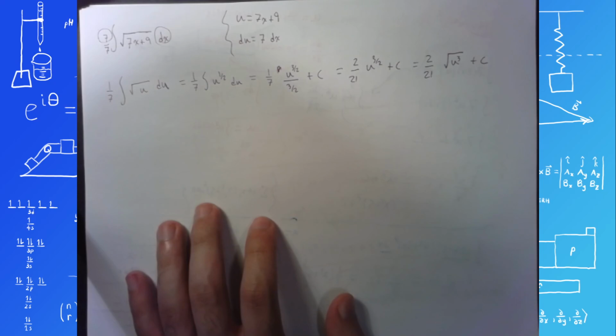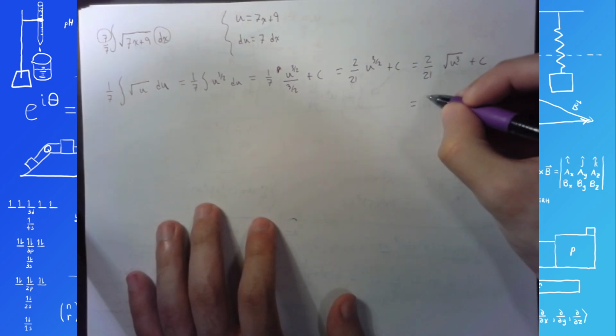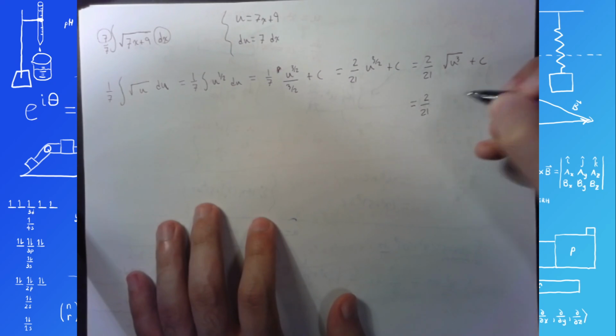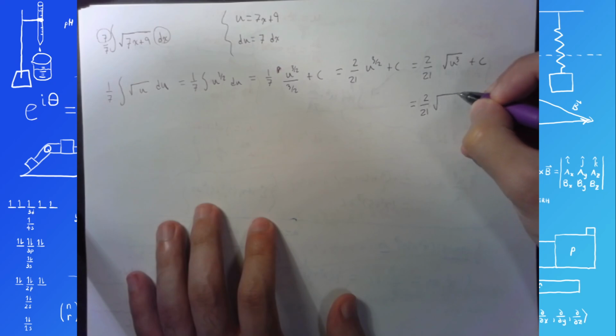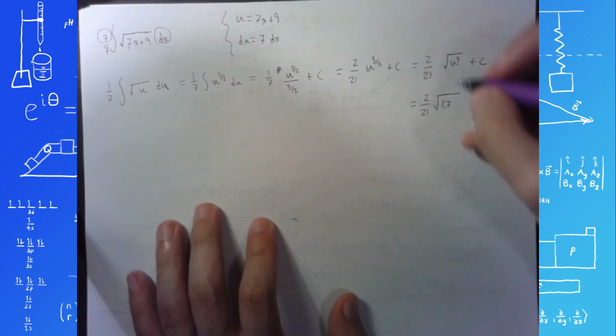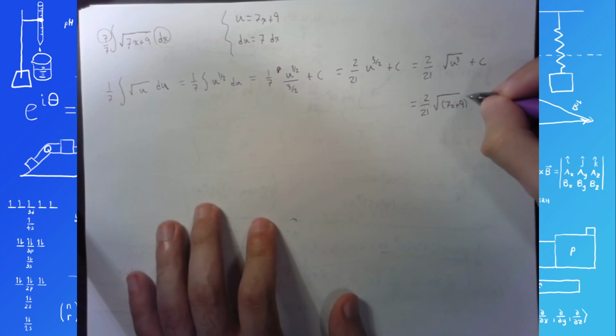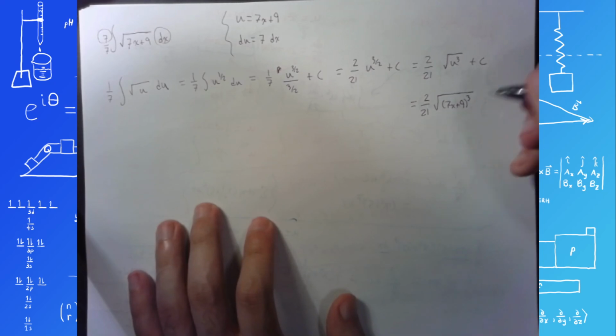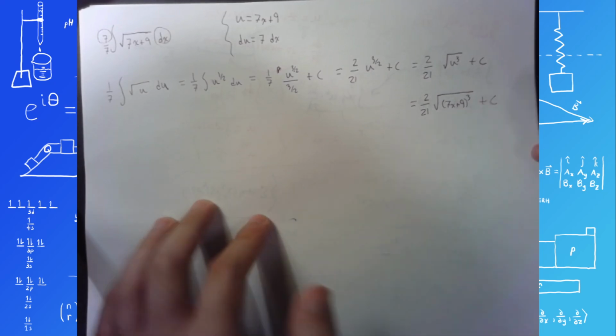Okay, so I guess we're not done. We have one more step. Rewrite in terms of x. So u was 7x plus 9, so this becomes 7x plus 9 quantity cubed, all under the square root, and plus c.